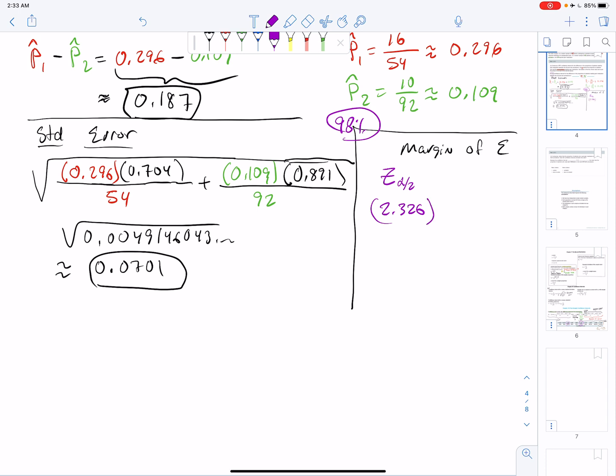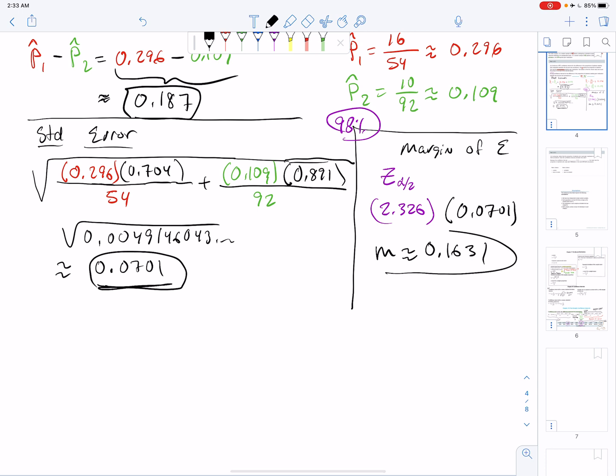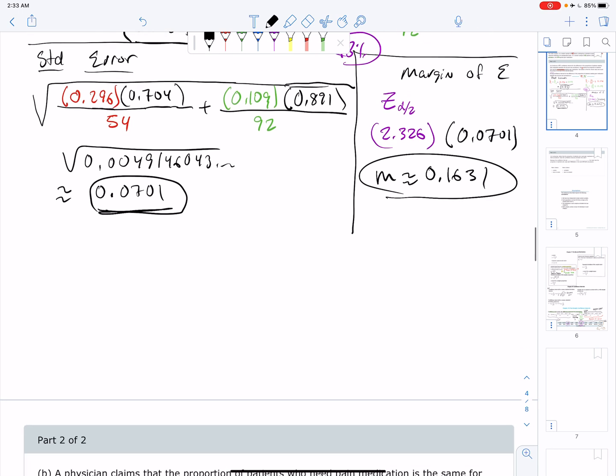That gets multiplied by our standard error, which was just right over here, 0.0701. And when we multiply that, we get our margin of error is approximately 0.1631. And now we're ready to go in for our answer here.